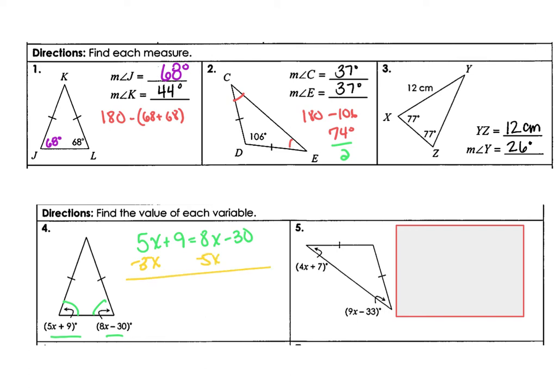All right, so you're going to get your variables to one side, your numbers to the other. So 39 equals 3x, I'm jumping ahead. X equals 13. All right. So you can use your knowledge of an isosceles triangle to then solve for a variable. So go ahead and do number 5.